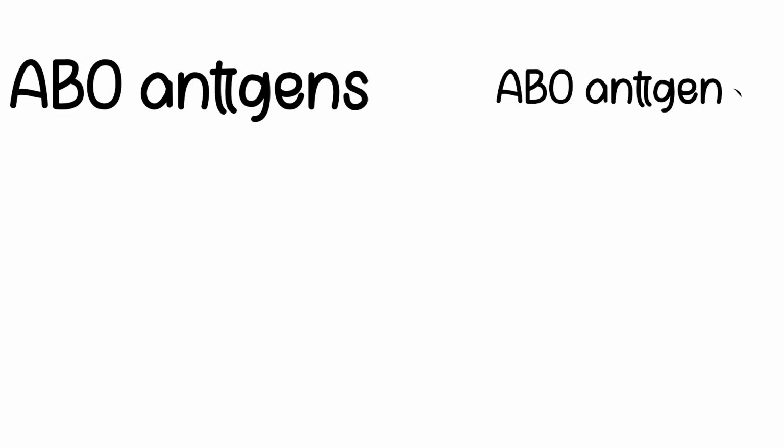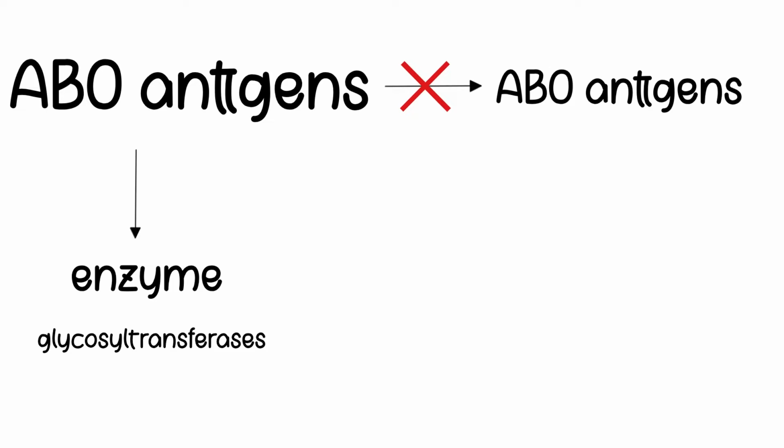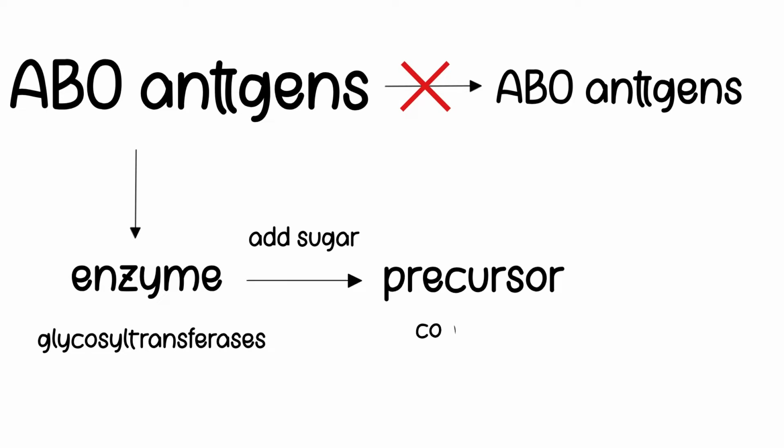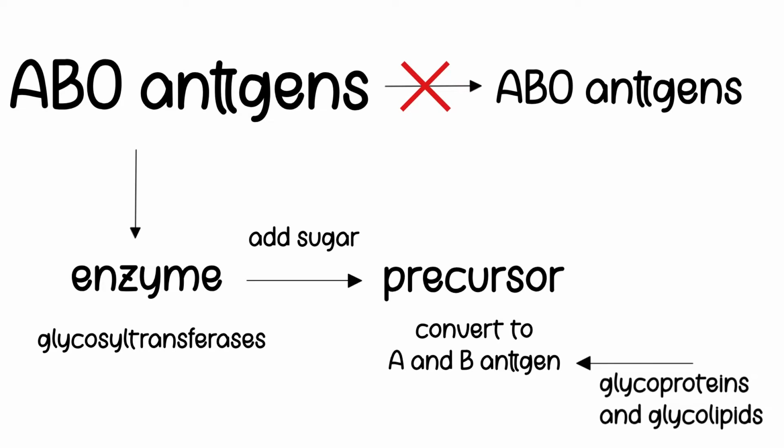The ABO genes do not code for the production of ABO antigens directly. They code for the enzyme glycosyltransferase. This enzyme adds sugar to the precursor, which is then expressed as A or B antigens on the surface of red blood cells. Therefore, ABO antigens are not protein antigens. They are small carbohydrate epitopes on glycoproteins or glycolipids.